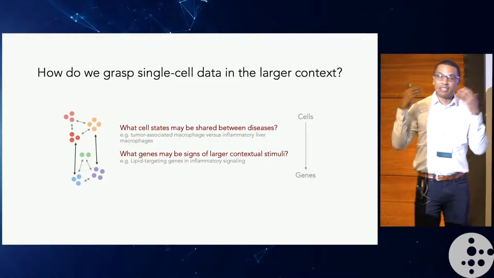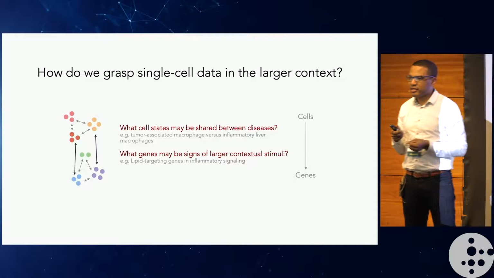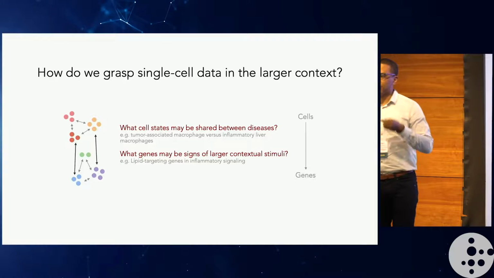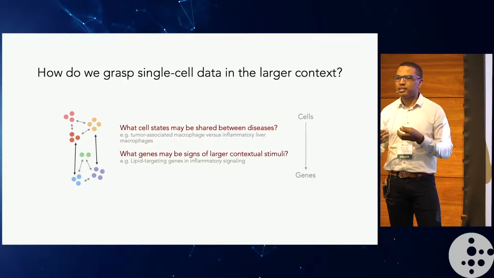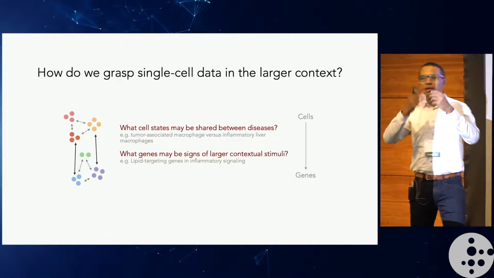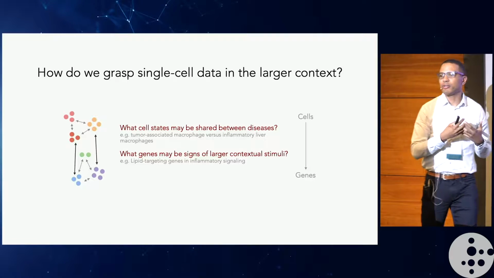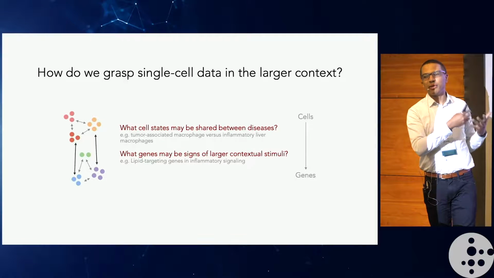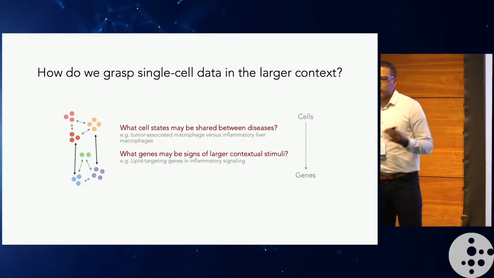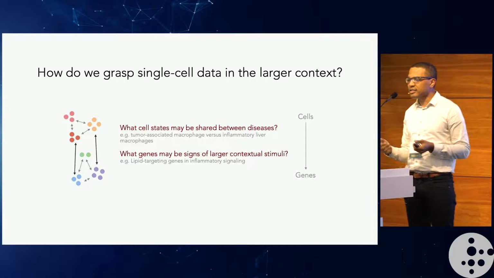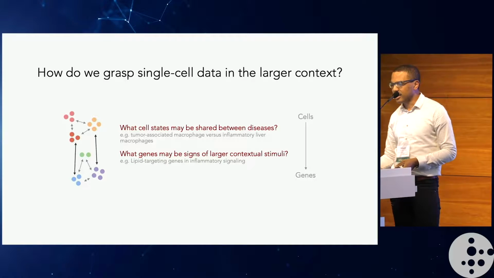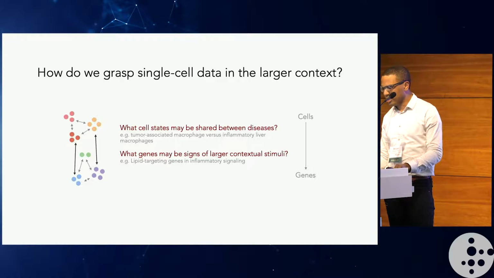And so the theme of this session is concept to clinic. So how do we take in vitro single-cell RNA sequencing data, where we can generate so many different perturbations, and understand what that means about what's happening in a person? So the questions we wanted to ask here are, what are the cell states that may be shared between different diseases, and what genes might be signs of a larger contextual stimuli?